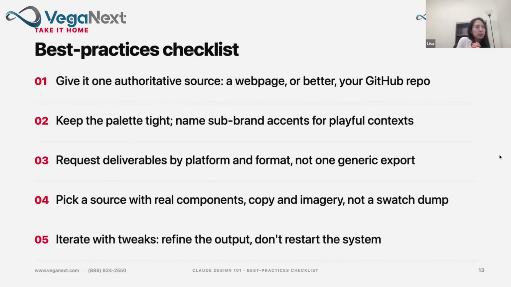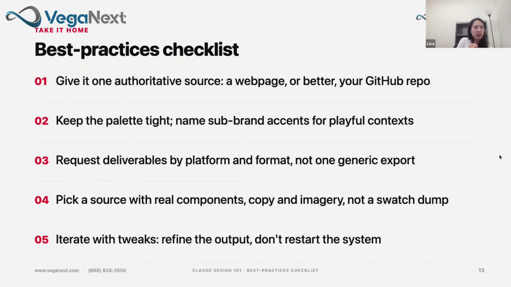And then best practice number 4 is pick a source that has real components, copy, and imagery. I can show you a short list of the websites that I like to use for inspiration in a little bit, but it's most important to give Claude good examples. Anytime you are looking at someone else's website and you really like something, take a screenshot of it, throw it into a Claude Design chat and say, hey, I really like this. Can you extract the different visual elements of this? And we can apply this to my website, and it will gladly do that for you.